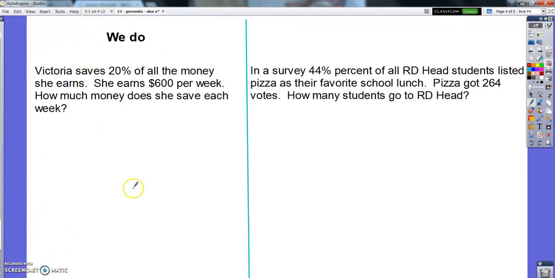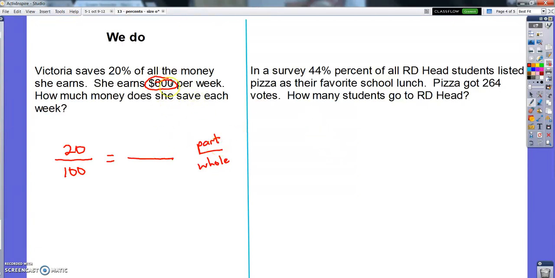All right, Victoria saves 20% of all the money she earns. She earns $600 per week. How much money does she save each week? So I'm going to set these up. And I'm looking for a percent, as always, a part to whole. Right? I know she saves 20%. That's 20 out of every $100 she earns, she saves.